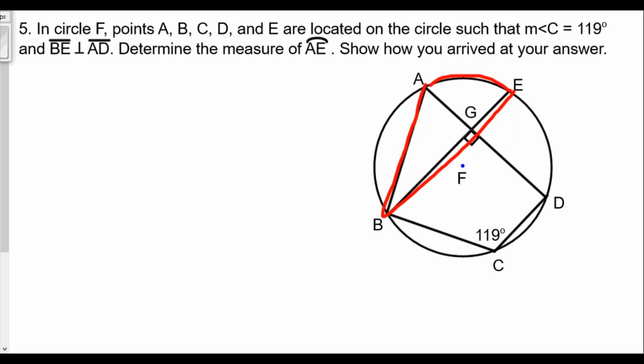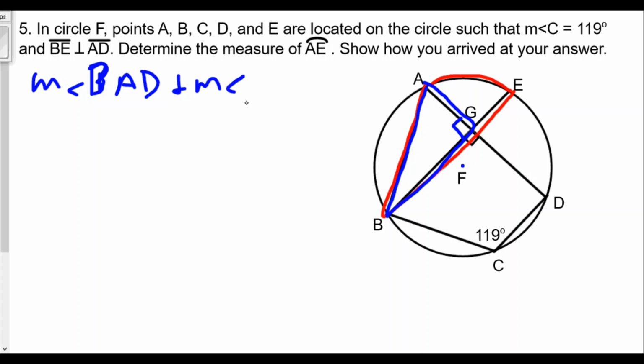Well, here's the thing. We know that triangle AGB is here, and that angle AGB is a right angle. Not only that, we remember that the measure of angle BAD and the measure of angle BCD add up to 180. Now, why is that the case?